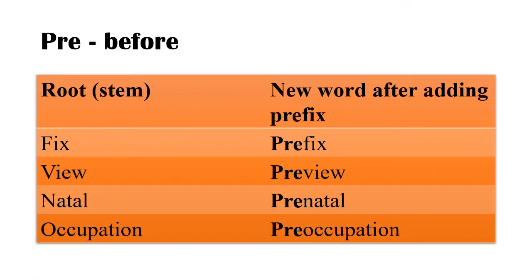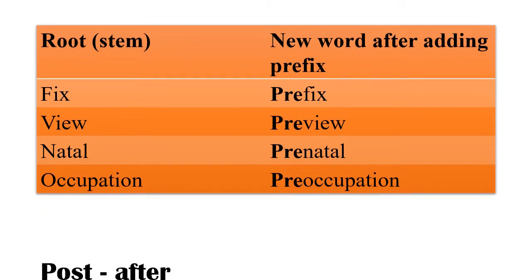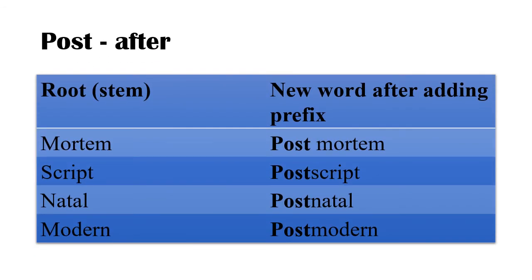Pre means before. The words formed after adding prefix pre are prefix, preview, prenatal, preoccupation. Post means after. The words formed after adding prefix post are postmortem, postscript, postnatal, postmodern.